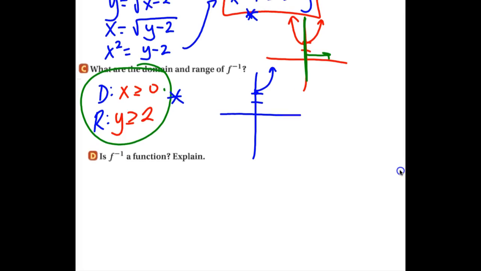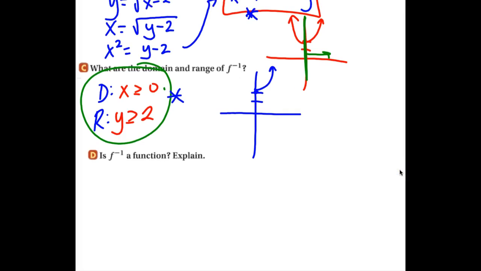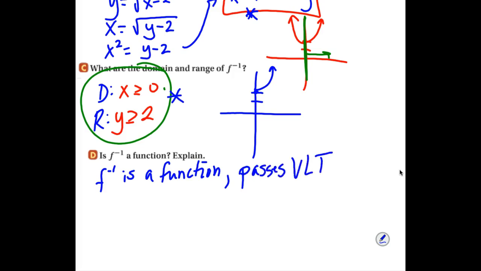All right. Would this pass a vertical line test, the blue one? Okay, so we would say that it is a function, and the reason for our explanation would be it passes the vertical line test.